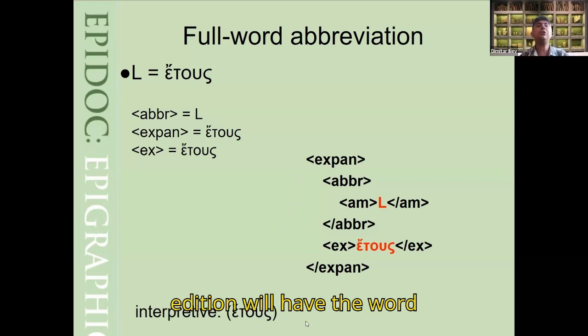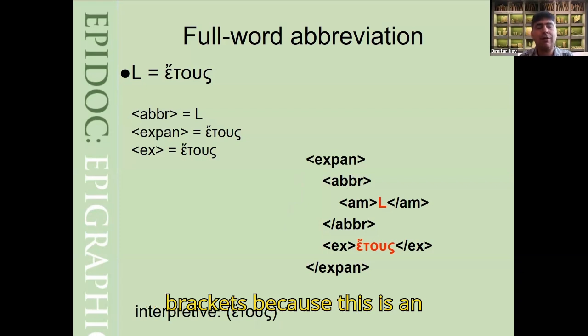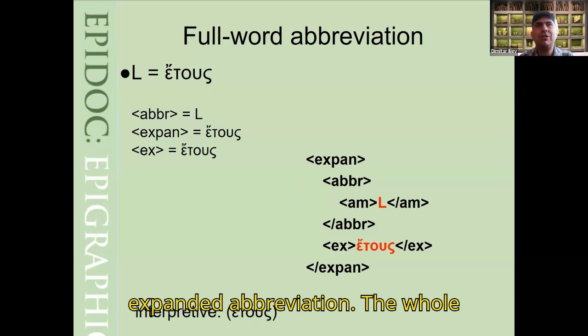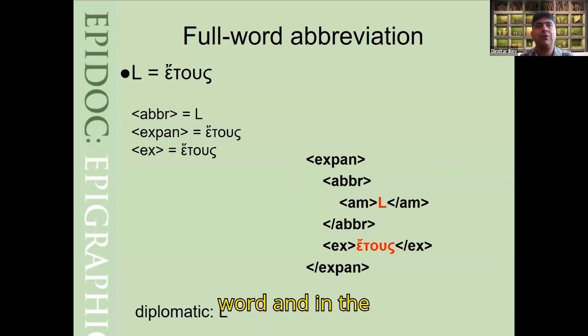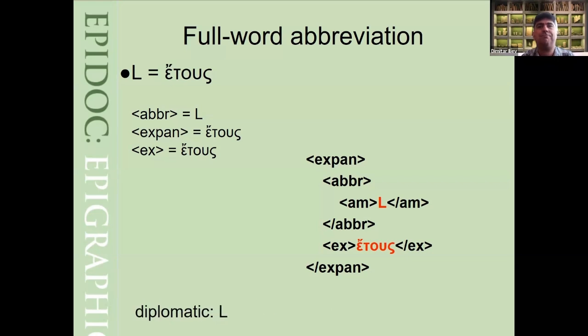Your interpretive edition will have the word etus encompassed by round brackets, because this is an expanded abbreviation of a whole word, and in the diplomatic text you will see this sign, which will not show at all in your editorial text or in your interpretive edition.